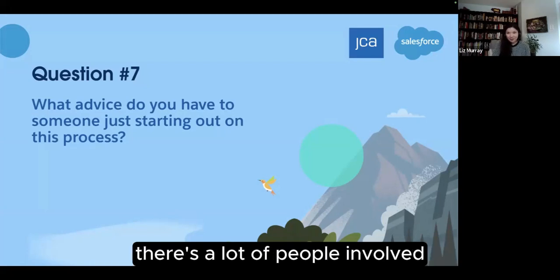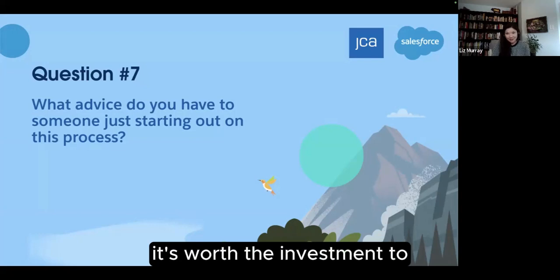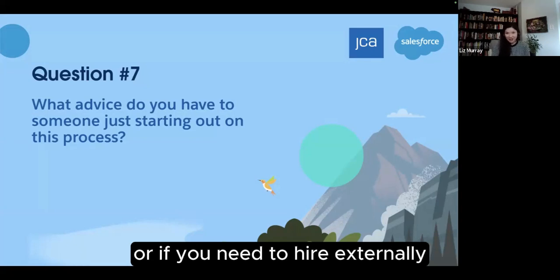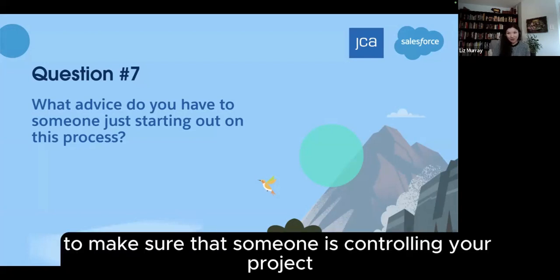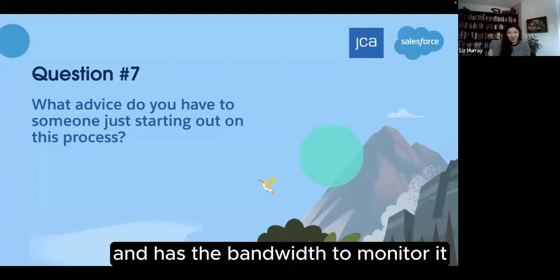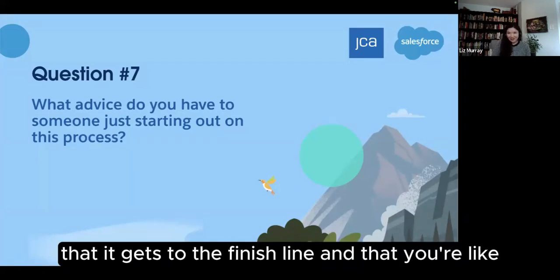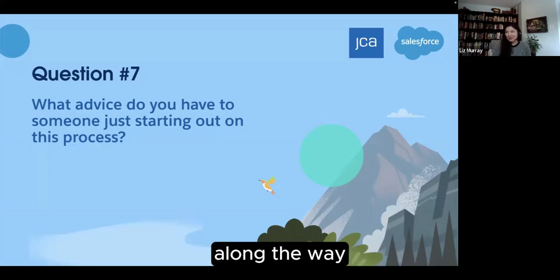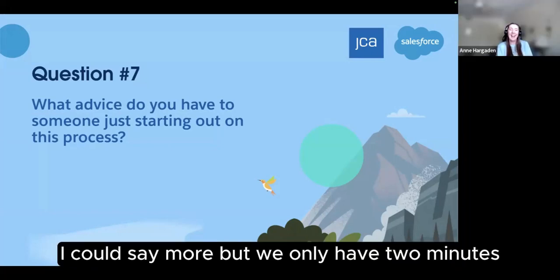There's a lot of people involved. There's a lot of moving parts. There's different vendors. It's worth the investment to get a project manager, whether it's internal or if you need to hire externally to run the show, and to make sure that someone is controlling your project and has the bandwidth to monitor it and make sure that it gets to the finish line, and that you're communicating with people and all those good things along the way. I could say more, but we only have 2 minutes.